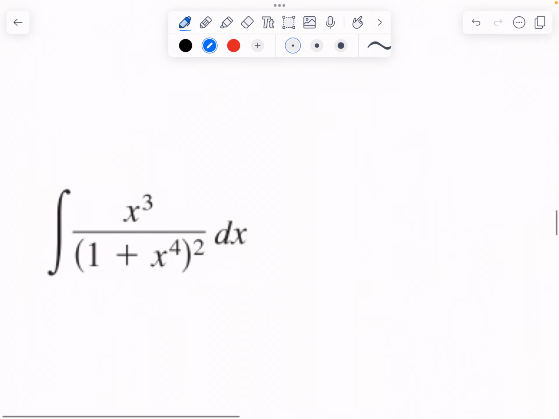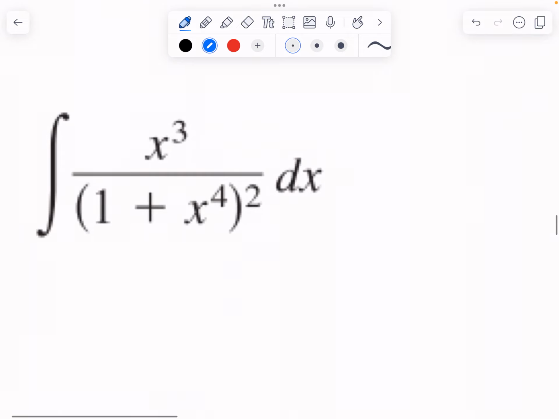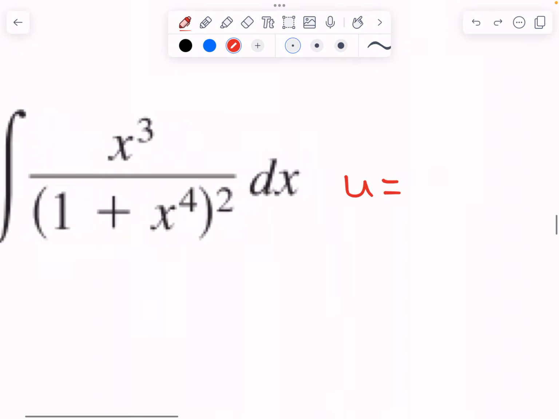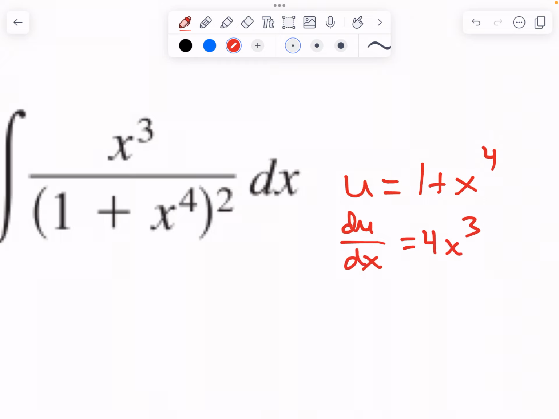Let's try this example here. Here we have a rational expression of sorts. Again, the thought is to let u equal the innermost part of a composition, like something raised to a power, in this case 1 plus x to the 4th. So then we calculate the derivative of u with respect to x, which would be 4x cubed. I like to then solve for dx so I can make a direct substitution on that. And this is what we'll get when we solve for dx.